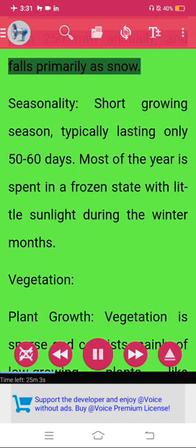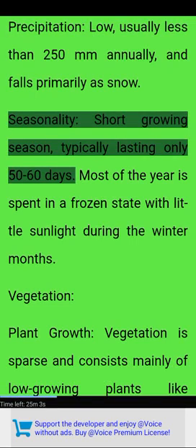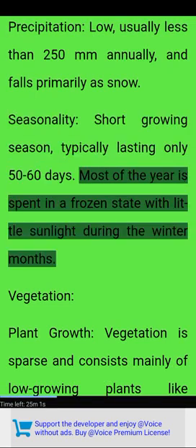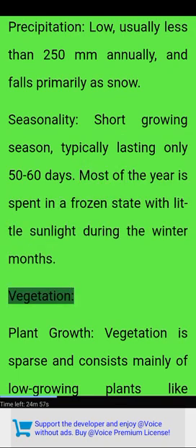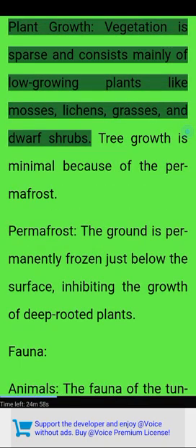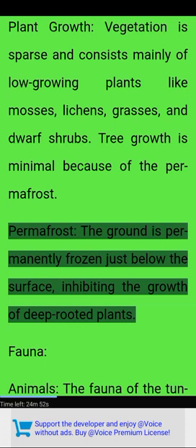Precipitation. Low, usually less than 250 millimeters annually, and falls primarily as snow. Seasonality. Short growing season, typically lasting only 50 to 60 days. Most of the year is spent in a frozen state with little sunlight during the winter months. Vegetation. Plant growth. Vegetation is sparse and consists mainly of low-growing plants like mosses, lichens, grasses, and dwarf shrubs. Tree growth is minimal because of the permafrost. Permafrost. The ground is permanently frozen just below the surface, inhibiting the growth of deep-rooted plants.